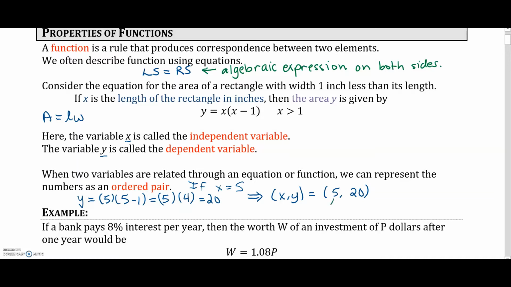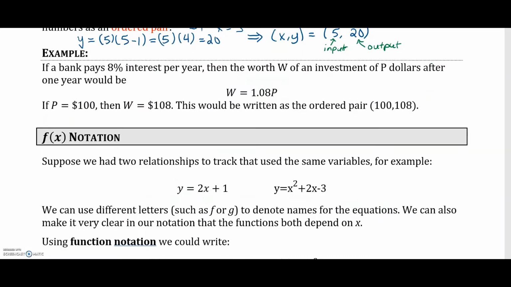Notice the first value in our ordered pair is our independent variable, which we can also consider our input. And then the second value is your dependent variable, y, which is the output of the equation. And it depends on our independent variable.